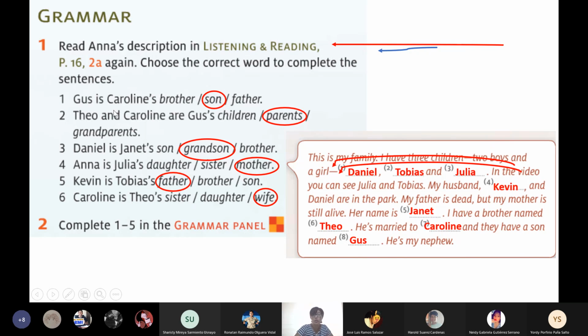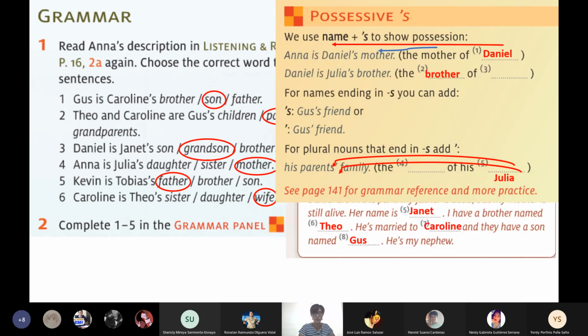Goose is the son. Goose is the son of Caroline. So Gus is Caroline's son. Sí, sabemos que Gus es el hijo de Carolina. But in English, we're gonna say Gus is Caroline's son. Porque aquí lo importante es Carolina. Okay? Gus is Caroline's son. Theo and Caroline are Gus' parents. So we know that Theo and Caroline are the parents of Gus. Yeah. Anyway, we're going to continue doing more exercises.